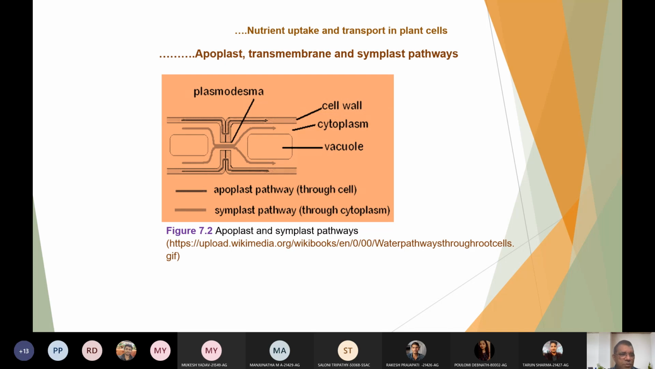And you see there are two lines. One is a dark colored line in the two cells. So one is the apoplast pathway through the cell wall, and the other is the symplast pathway through the cytoplasm. Means from one cytoplasm to another cytoplasm is through plasmodesmata, and this movement is symplast movement. So hope it is clear to you, apoplast and symplast movement. And another is through transmembrane.